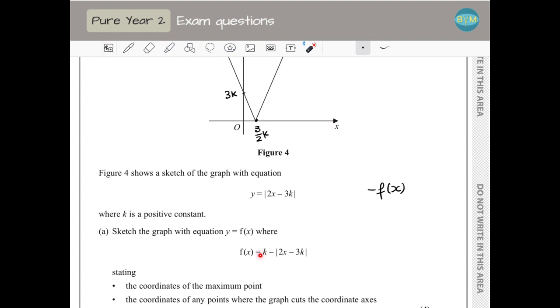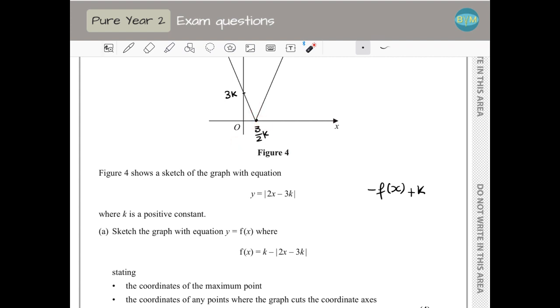Then if I have k here, k is the same as adding k. So this is the same as this, really, right? And every time I add k to a function, I'm moving it up by k. So my new function is going to be mirrored and then moved up by k.